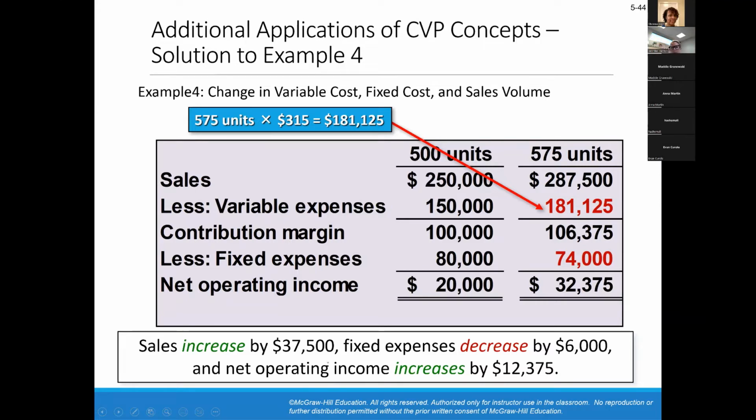So our sales increased 37.5. Our fixed decreased by the 6,000 in fixed. We increased that per unit of variable expense by $15, and that caused our net operating income to increase by 12,375.